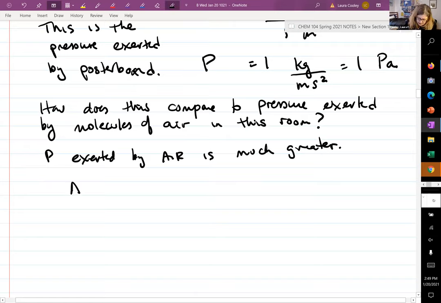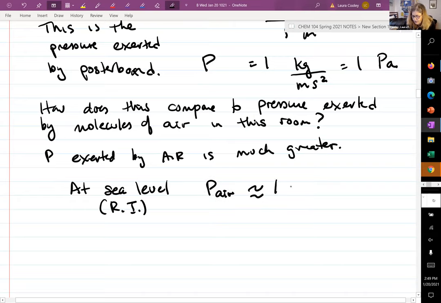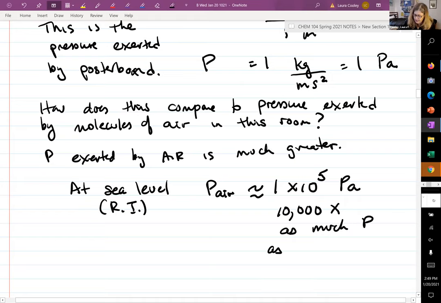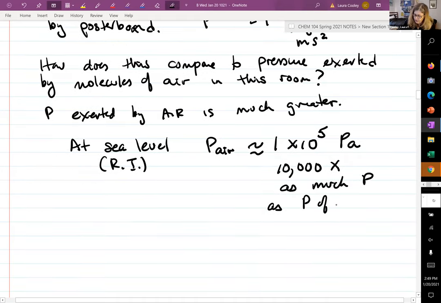And I guess I would say at sea level, which we're at here in Rhode Island, the pressure exerted by air is approximately 1 × 10⁵ pascals. Now think about that for a minute. That is literally 10,000 times as much pressure as the pressure of the poster board.